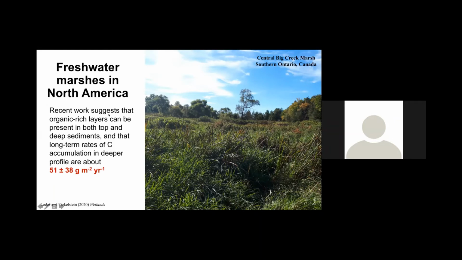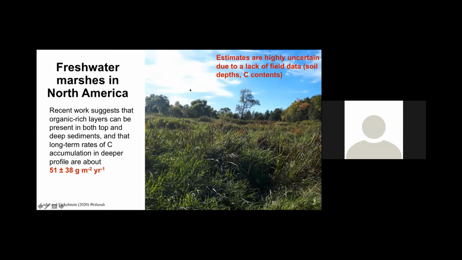A recent synthesis that I have conducted suggests, though, that freshwater marshes can contain organic rich layers in their sediments, in their top sediments, but also in deeper sediments at these sites. As well, rates of carbon accumulation over long periods of time, so over hundreds to thousands of years, may be more significant in freshwater marshes than previously thought.